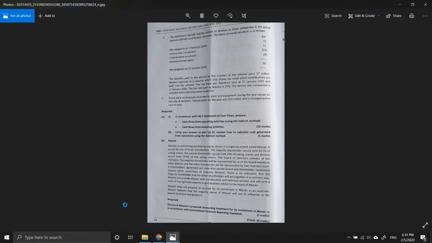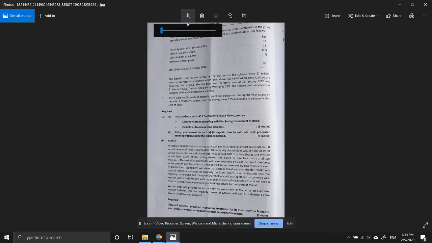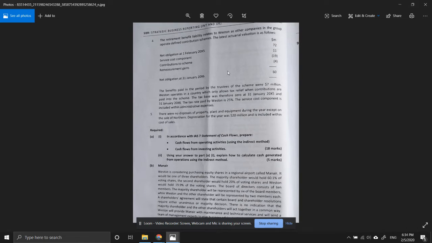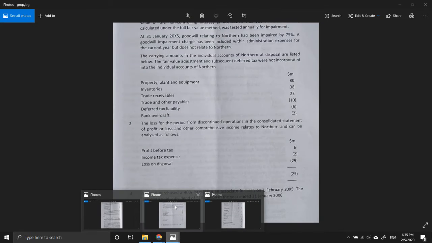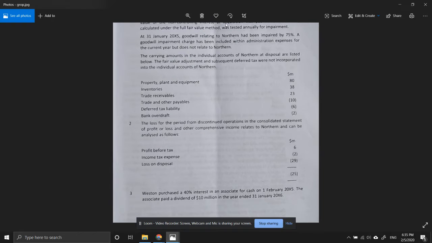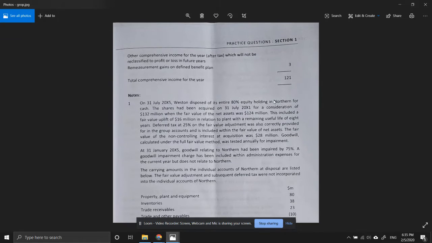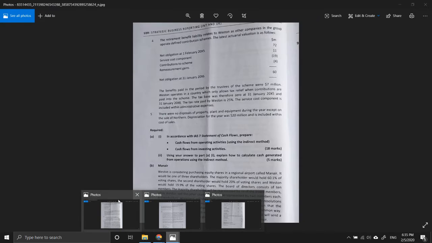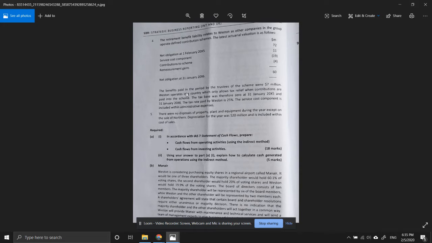Let's see what we are required. Okay, this is easy. We've been given a retirement benefit liability reconciliation. See, the revaluation gain is 4 over here, whereas over here it is 3. Remember, 3. So that means 1 was for tax, the differential figure being the expense for the tax.